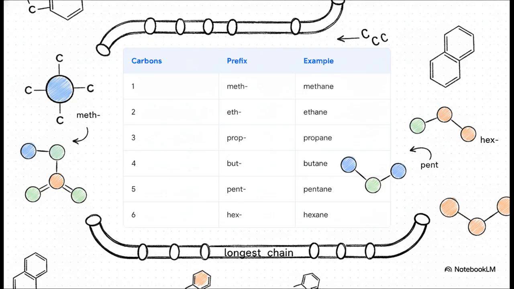In the IUPAC system, the prefix tells you exactly how many carbon atoms are in the longest chain. 1 is meth, 2 is eth, 3 is prop, all the way up to hex for 6. If you memorize these, you can instantly know the fundamental size of any carbon chain just by reading the very first part of its name.